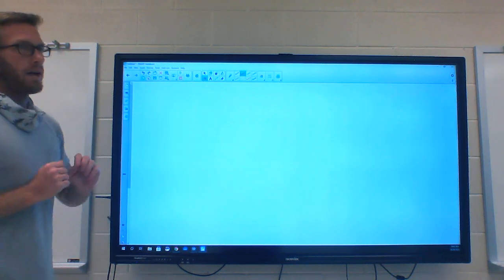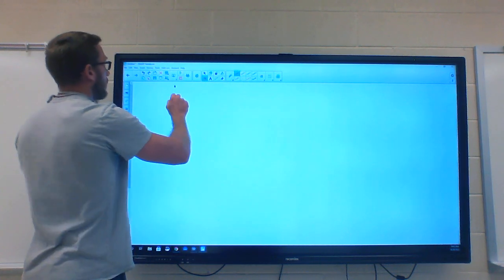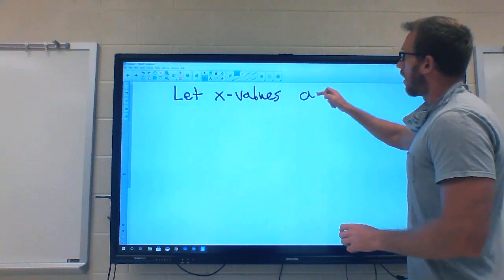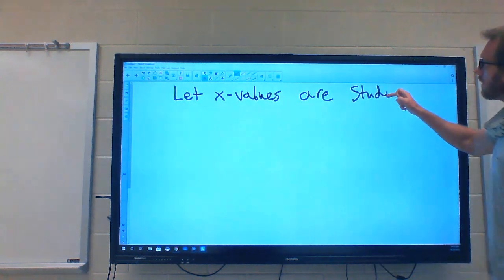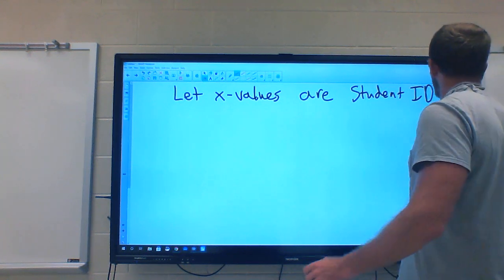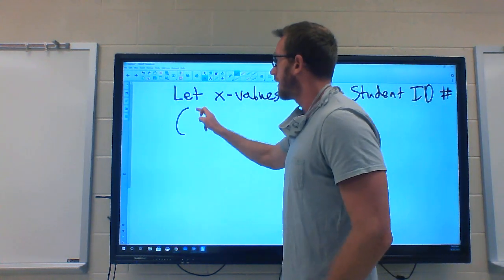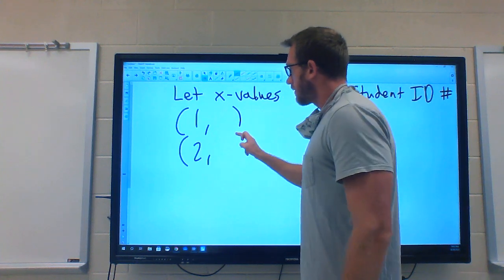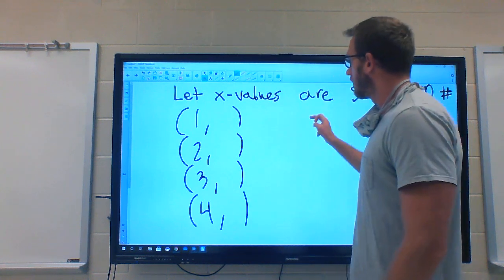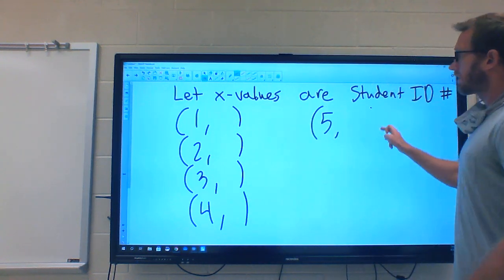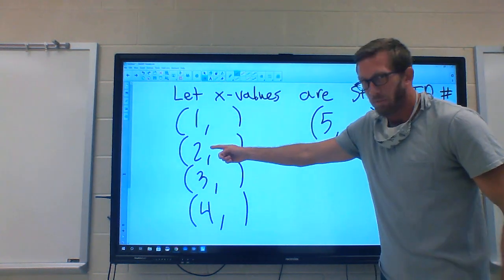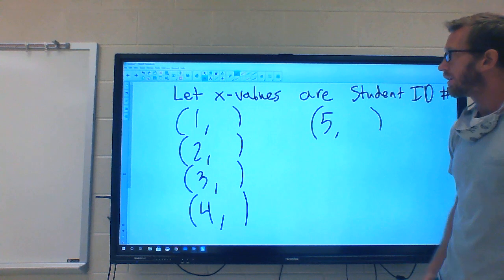To put it another way, let's assign x values. Let's say the x values are the student ID numbers, and we're going to make this really simple. We're going to say everyone's student ID is 1, 2, 3, 4, 5. So each number for x is a different student in the class: first person in the class, second person, third person, fourth person, fifth person.